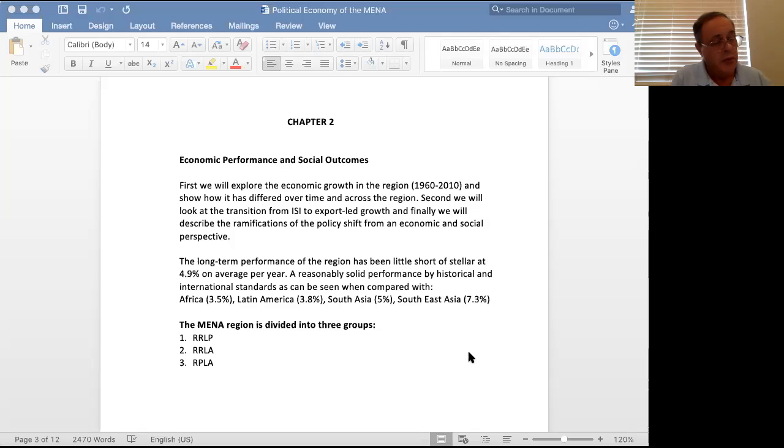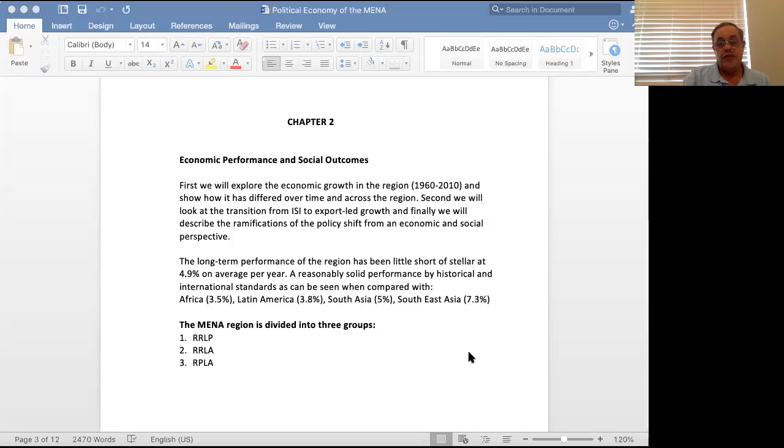Now, what we want to do here, of course, today is first, we want to explore the economic growth in the region, as I said, from 1960 to 2010. That's basically the objective. We want to look at the economic growth performance of the region during that period. And we want to show how it differed over time and across the region. So over time, was the region doing better or doing worse or doing the same? Or what happened during that time period from 1960 to 2010?